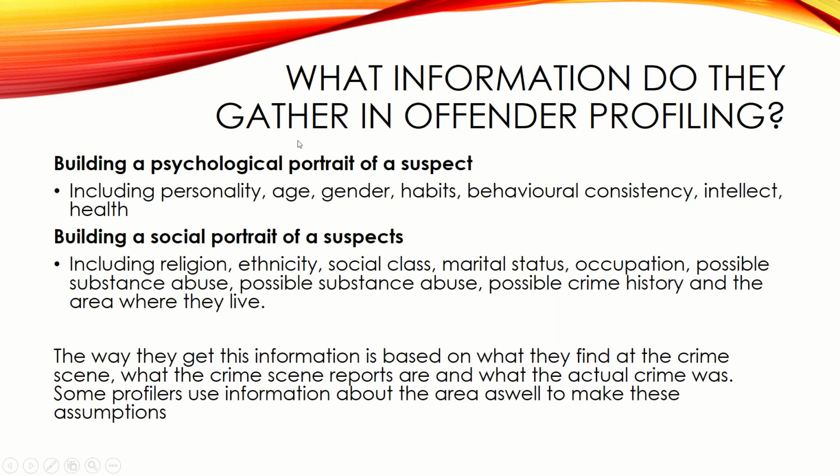Okay, so what information do they gather in offender profiling? Building a psychological portrait of a suspect and also building a social portrait. Now, a psychological portrait and a social portrait are two different things. This is the bottom of page 65, guys. A psychological portrait is things like understanding the personality of the suspect, their age, their gender, their habits, their behaviour, their intellect, so how intelligent they may be, and their health.